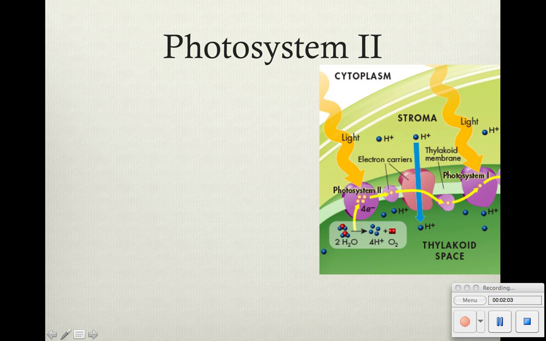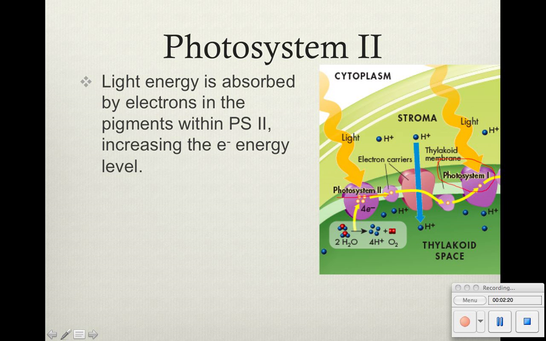Photosystem 2 is first, and the reason why it's called Photosystem 2 instead of Photosystem 1 is because Photosystem 1, over on that picture, right here, actually got discovered first. Okay, and then they discovered Photosystem 2 and realized, oops, this came first. Well, it's too late. We've already named it.